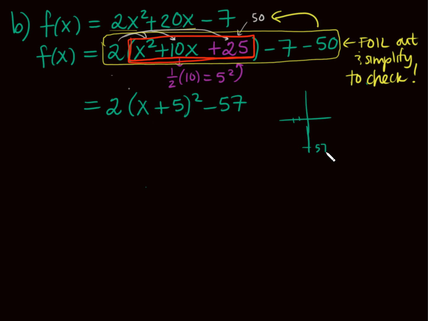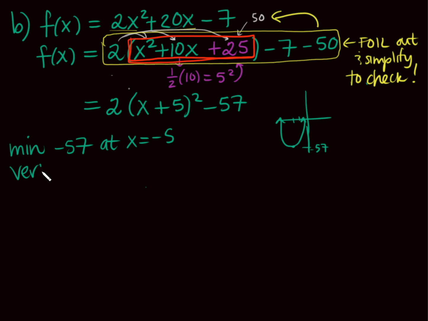Now that I have that, I know that this guy has been shifted to the left 5 and down 57, wherever that is. And it's a parabola opening up, stretched by 2, right? But opening up. And so I can say, all right, we have a min of negative 57 at x equals negative 5.